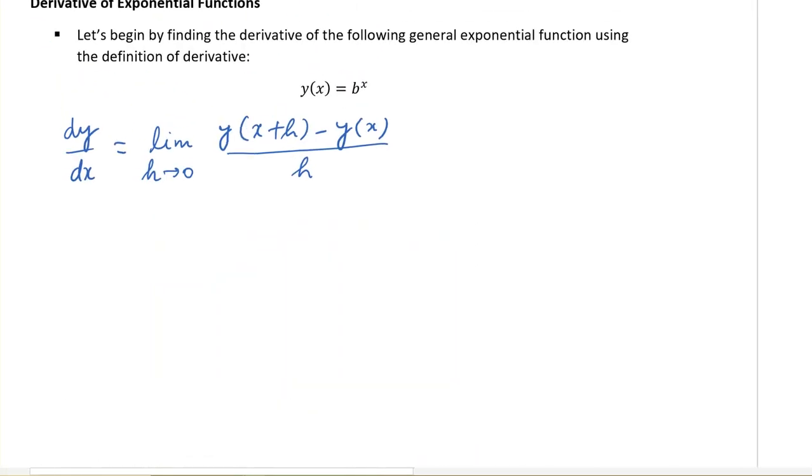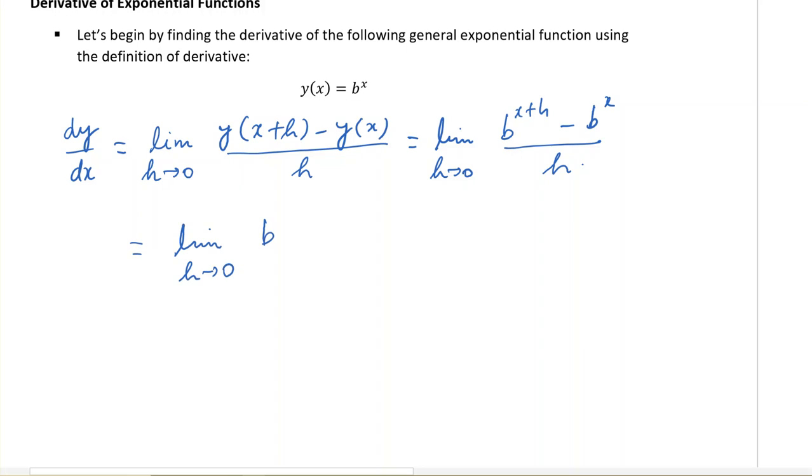So if you replace x by x plus h in the given function, we get b raised to power x plus h minus b raised to power x over h. In the next step, we can use the rules of exponents and split b raised to power x plus h as b raised to power x times b raised to power h, minus b raised to power x, over h.